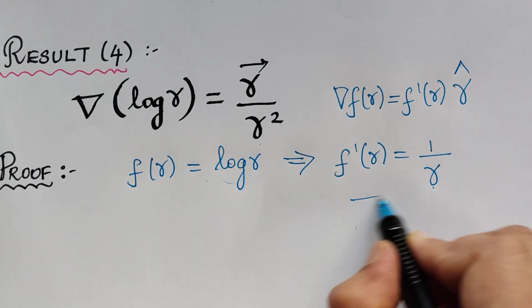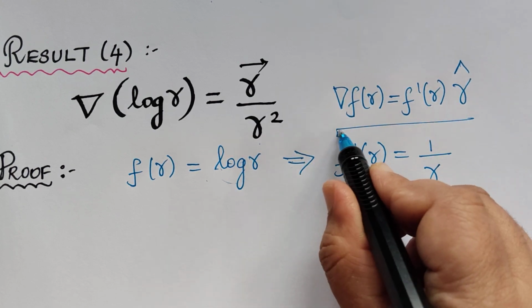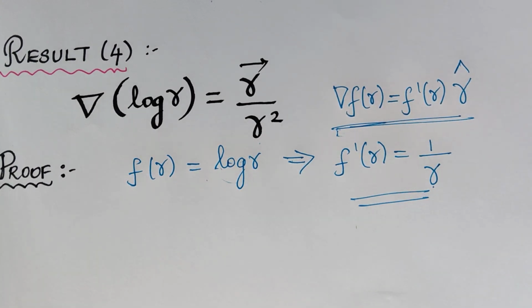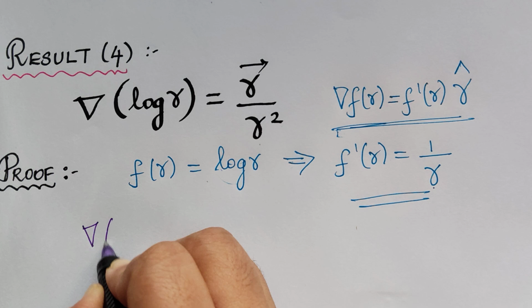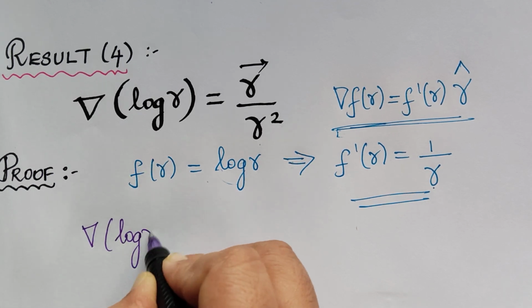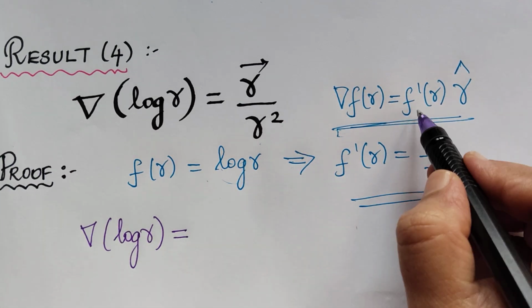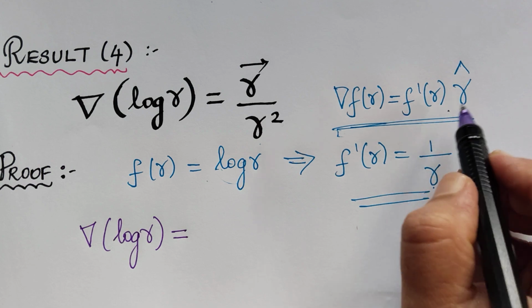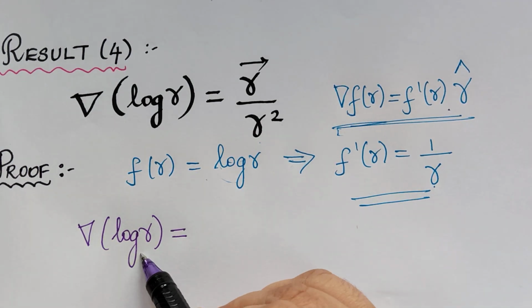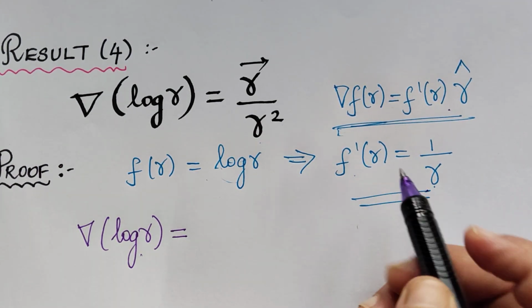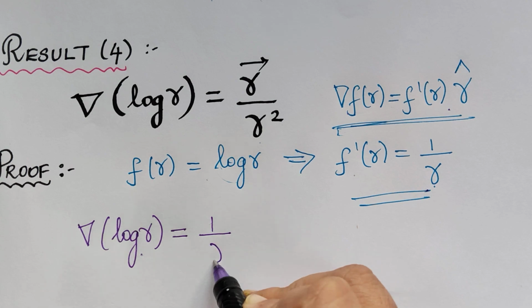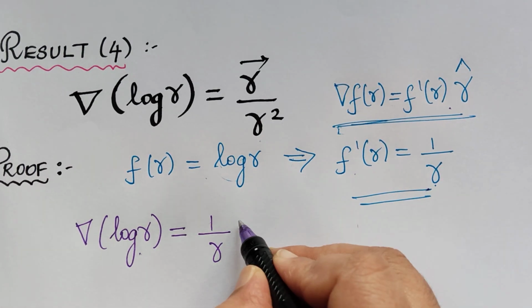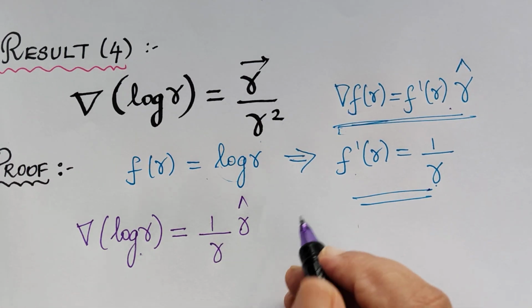Now let us substitute this in our given result. So we will be having nabla of logarithm of r is equal to, what is the first one? That is f dash of r. Now here f of r is log r, so f dash of r is 1 by r. So 1 by r multiplied with r cap. So we have r cap over here.